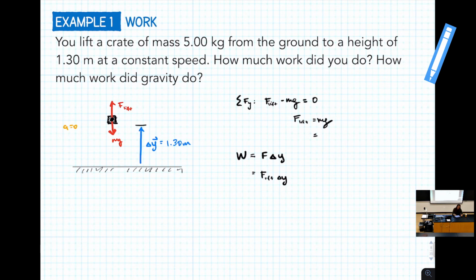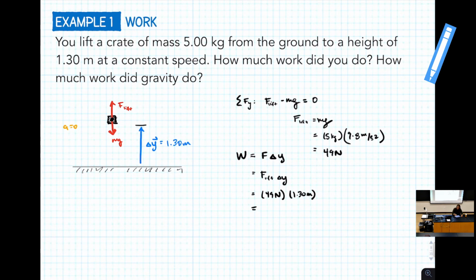Yeah, we have a mass, so we know this is 5 kilograms times 9.8 meters per second squared. So that should give us 49 newtons. Okay, we could even round that to 50 if we're feeling lazy. And then how do we figure out work? Well, we just calculate it by multiplying that force, 49 newtons, by 1.30 meters.